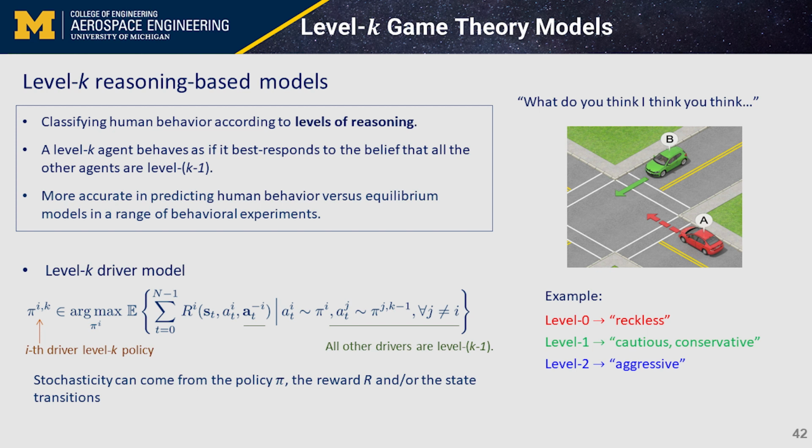You can define a level zero policy, for example, for intersection crossing as a reckless driver that just goes through, right? And then level one will assume that everybody is reckless. I'm typically more conservative, maybe not to an extent assuming that everybody will go through, but I'm probably closer to level one in this case. And then level two will be again aggressive because essentially the responsibility for preventing accidents would be on level one type of drivers.